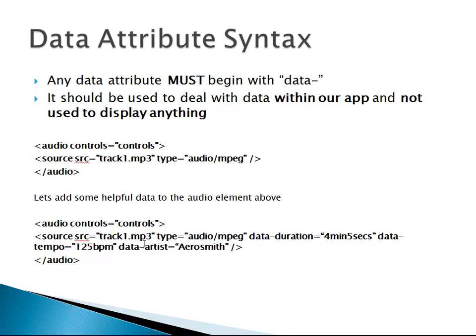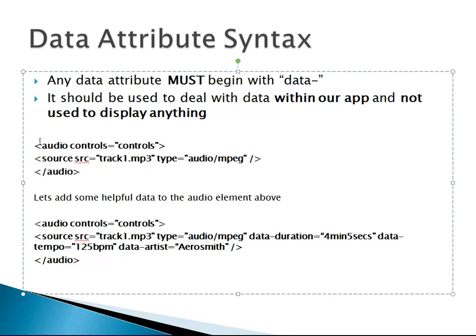So here's an example of how we would use the data attribute. We have an HTML5 audio tag, which embeds the source, which is track1.mp3, and we have a type, which is audio/mpeg. Now we can add some helpful data to this with the data attribute. So you can see we can have our track, our type, and then we can have a data duration, tempo, an artist. So we can input any kind of data that we need to. And you'll notice that all of these start with data and then a dash.